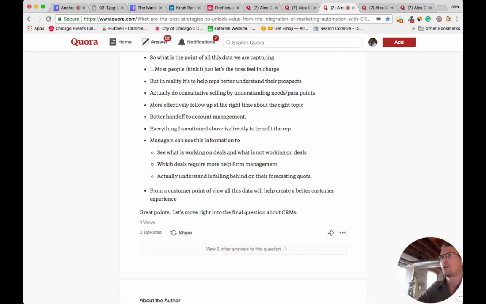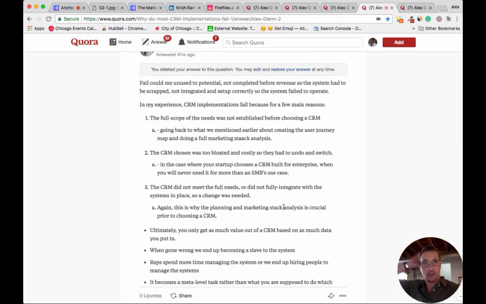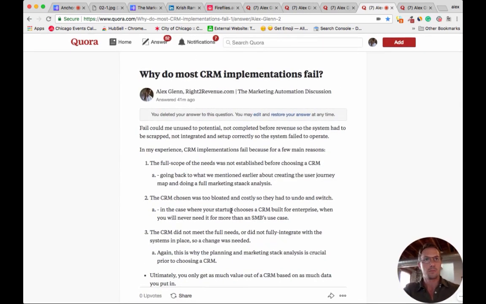Great points. Now, let's move right into the final discussion question about CRMs. Why do most CRMs fail? This is a very loaded question, as they almost always are on Quora. Fail could mean unused, or used below its potential. It could mean not completed before revenue came in, so the system had to be scrapped. Could mean not integrated well and set up correctly, so the system failed to operate. There's a lot of meanings around fail.